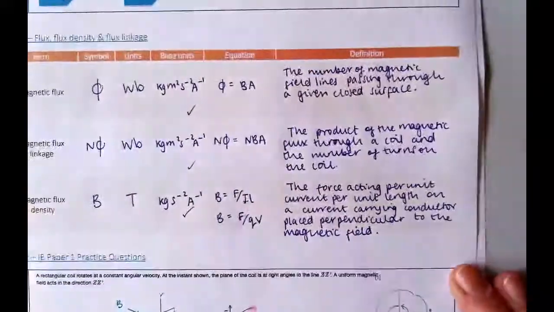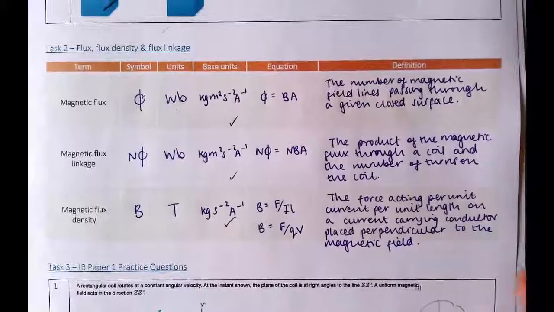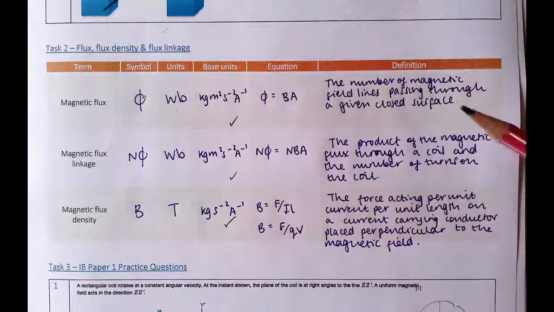Okay, so just check carefully that you have got the same as me. Now, your definitions you may have had trouble with, but that's okay. This is me introducing to you how you can work out what definitions are. So flux was pretty straightforward. It's just the number of field lines passing through a given closed surface.